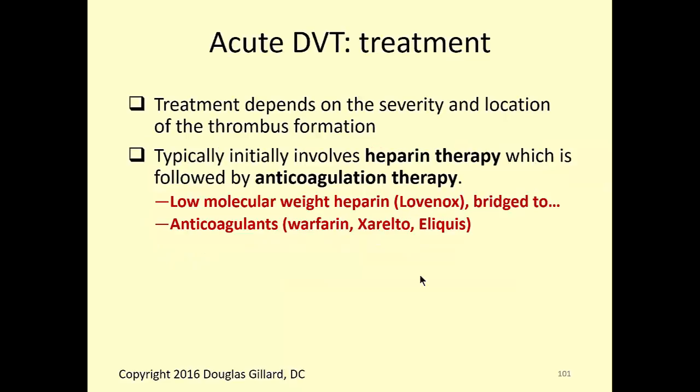Treatment for acute DVT depends on the severity and location of the thrombus. Initially, again, heparin therapy, followed by anticoagulation therapy. We talked about this already.